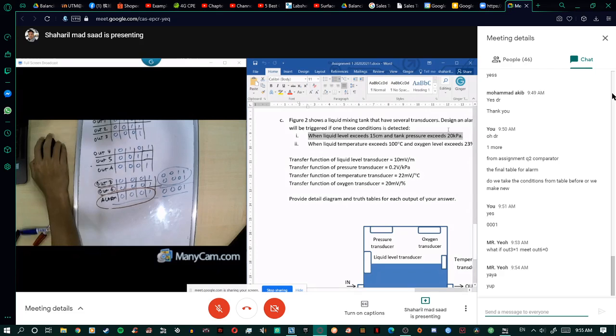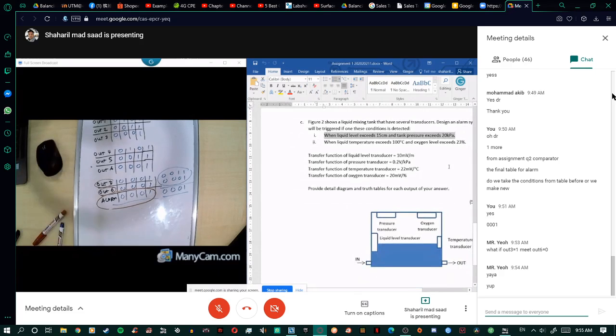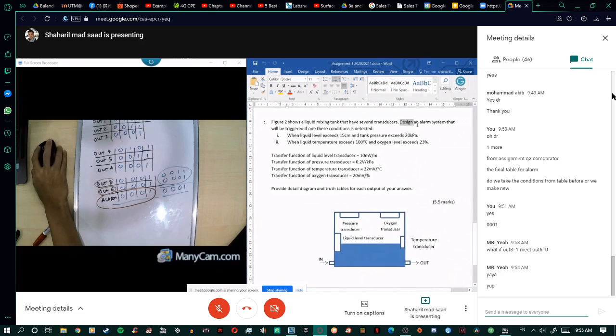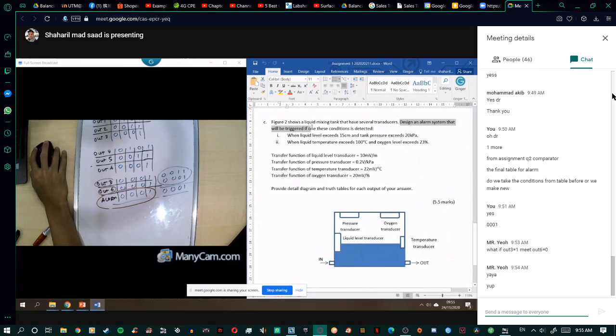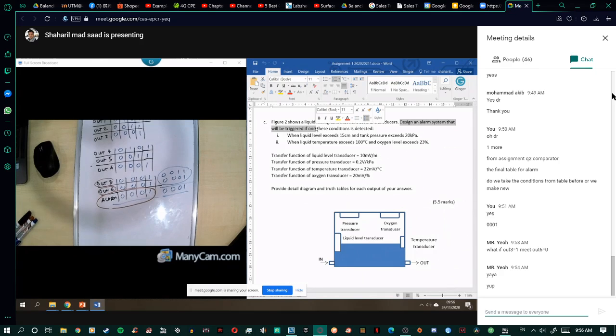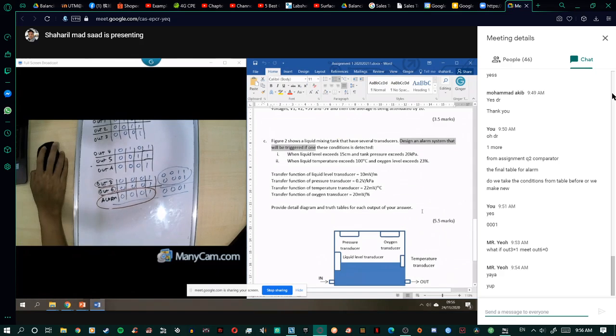Okay, and please be careful with some words. This one is a clear word: the alarm system will be triggered if one of the conditions is met. Sometimes it uses different words, sometimes it uses the word "while" and so on. So please be careful with that.